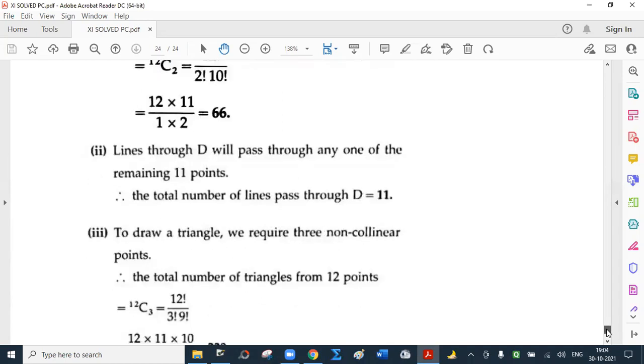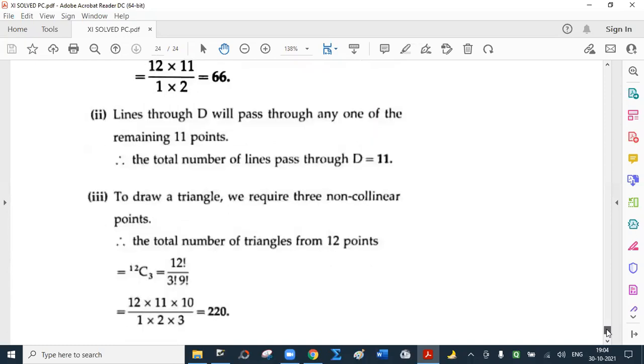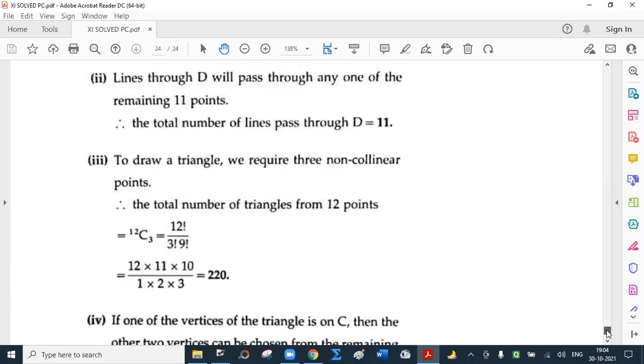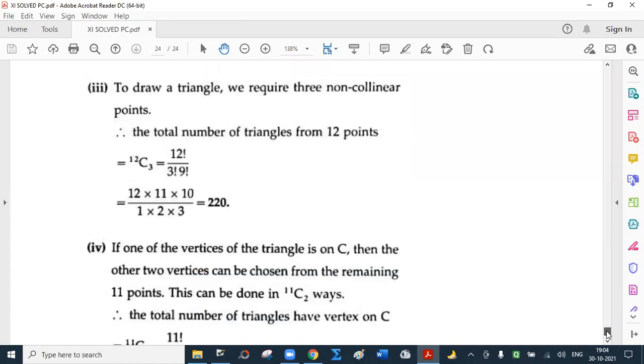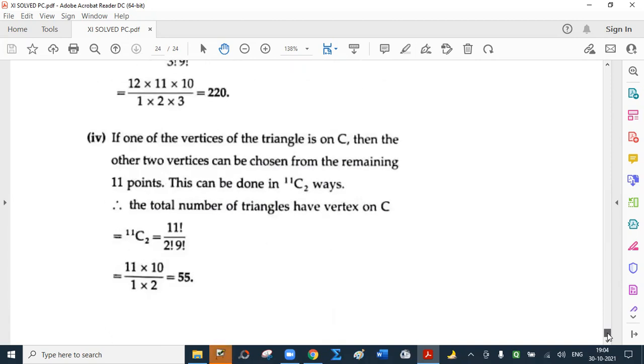To draw a triangle, 3 non-collinear points are required. There are 12. So how many triangles? 12C3, that is 220. Last part, if one of the vertices of the triangle is C, means we have to select remaining 2 from 11. So this can be done in 11C2 ways, that is 55 ways. Okay, so 55 triangles have one of the vertices as C. So that's it for today.